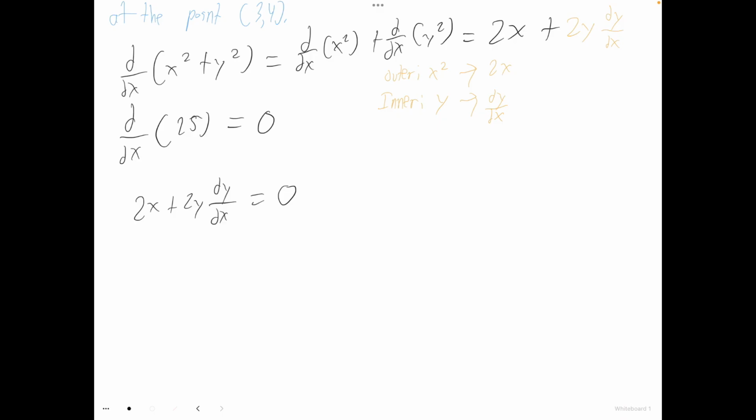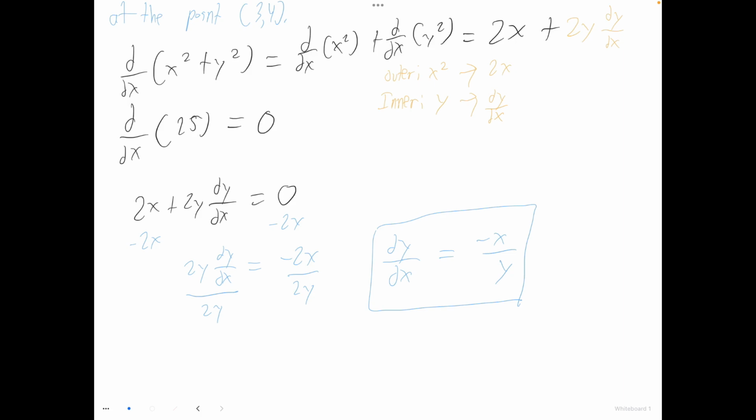And so now we want the derivative, so we want dy over dx, so we're going to solve for that. So we're going to subtract 2x from each side to get 2y dy over dx equals negative 2x, then divide by 2y. So dy over dx is going to be equal to negative x over y. And so this then is the derivative, which was not done, but we have the derivative now.